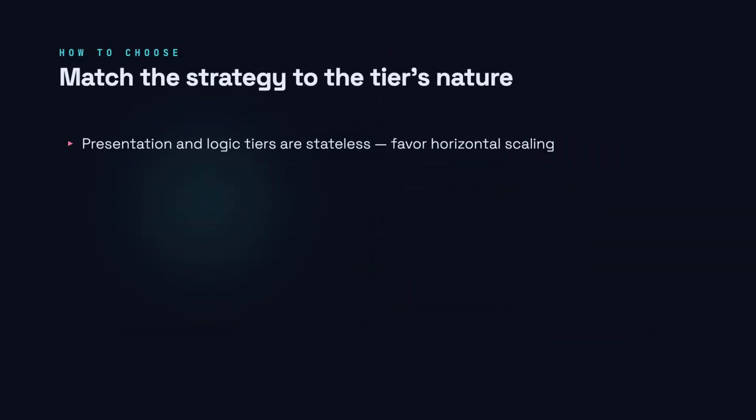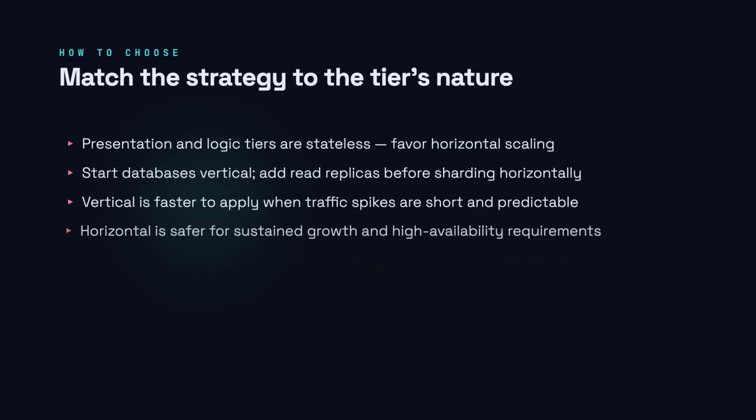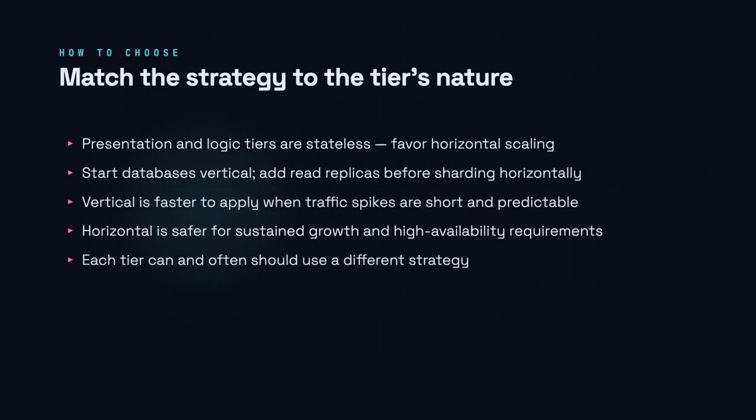The key insight is that tiers have different natures, so they earn different strategies. Presentation and business logic tiers are typically stateless. A request carries everything the server needs, so any instance can serve it, which makes horizontal scaling natural and safe. Databases carry state internally, which makes distribution hard. Vertical scaling buys time, and read replicas handle read-heavy load before you commit to the complexity of horizontal sharding. For short, predictable spikes, vertical scaling is faster to apply. For sustained growth or high availability requirements, horizontal is the more durable answer.